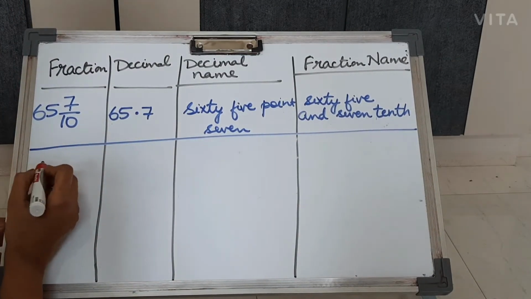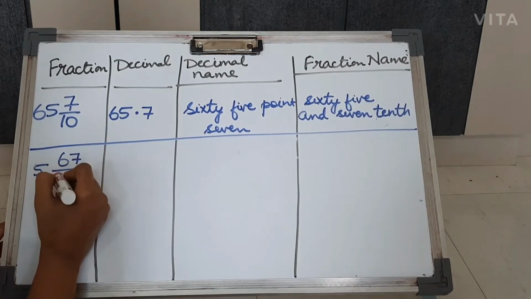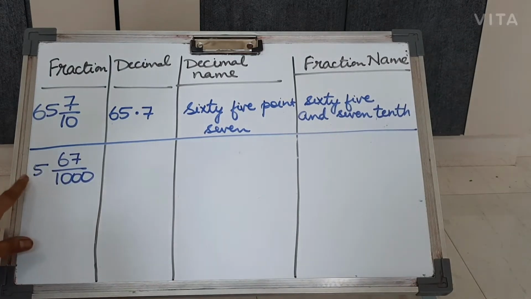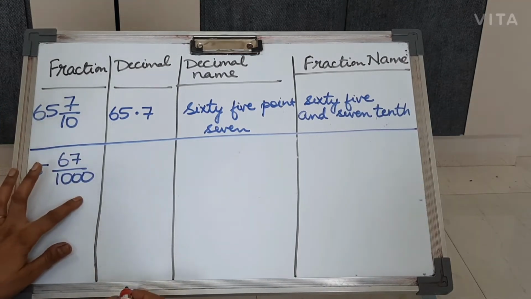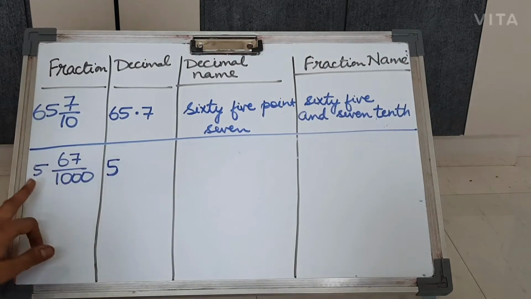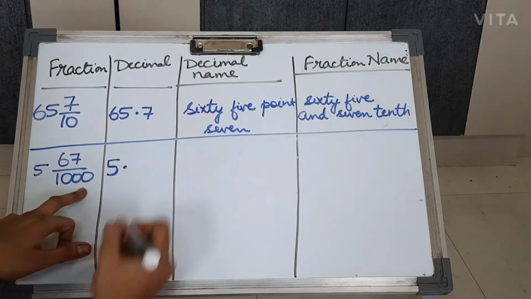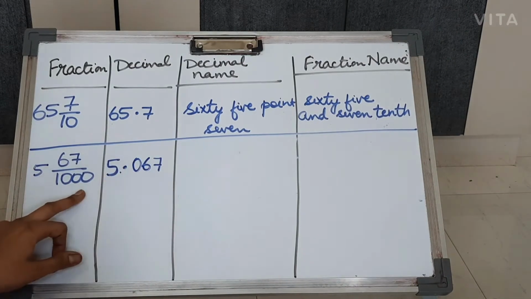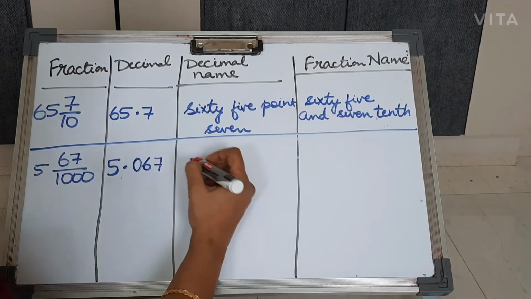Suppose we have one more number here, 5 and 67/1000. Now again this is a mixed fraction. 5 is the whole number and this is the fraction part which we are going to convert into decimal form. 5 we will write as it is, as a whole number, and point. Now how many zeros? 3 zeros. So before 3 numbers we will put the decimal point. So the answer is 5.067.